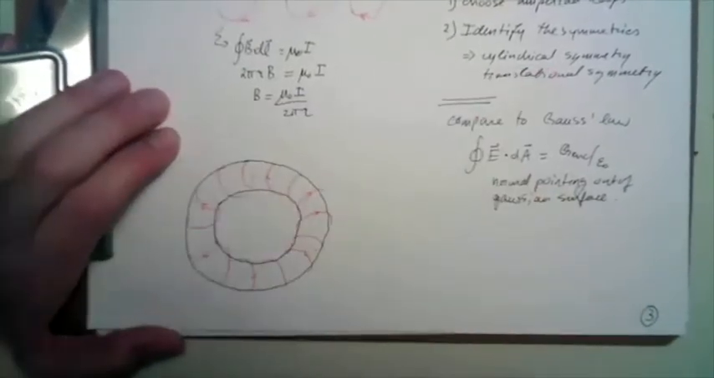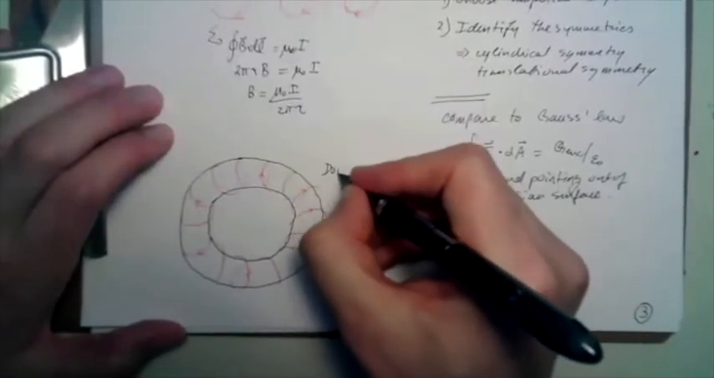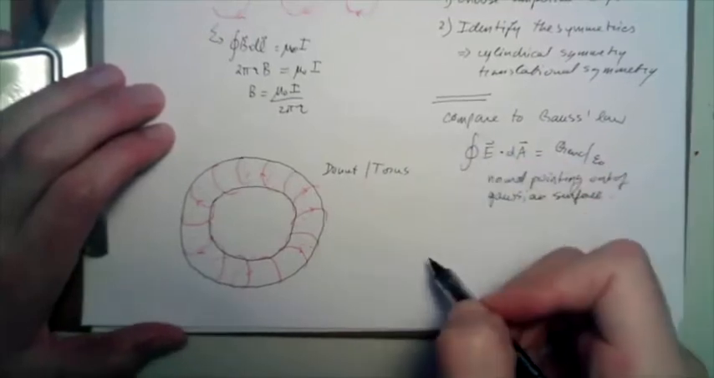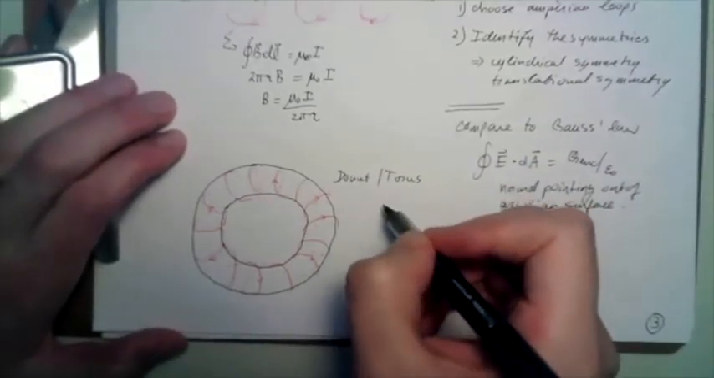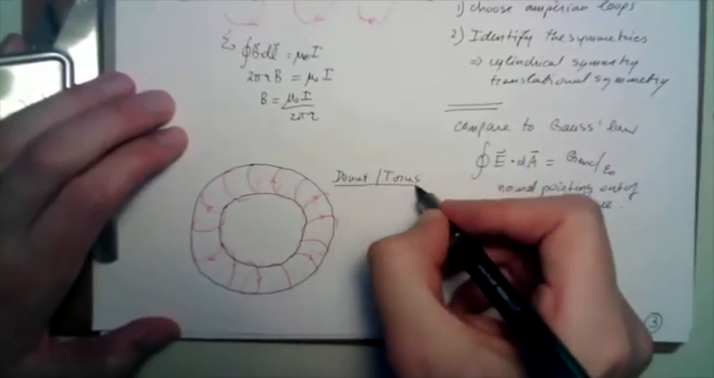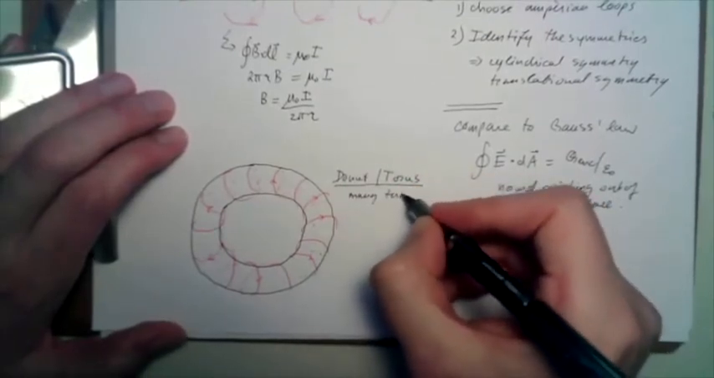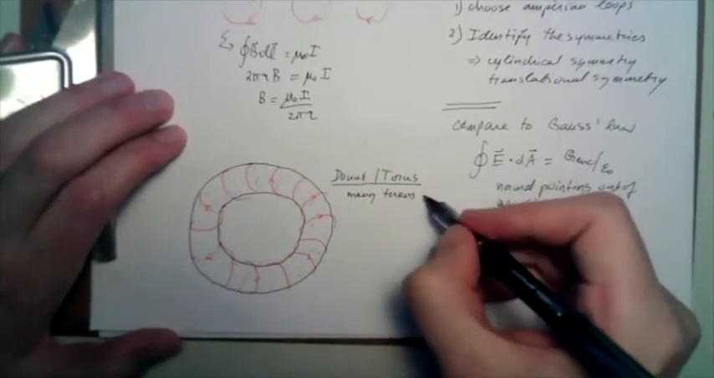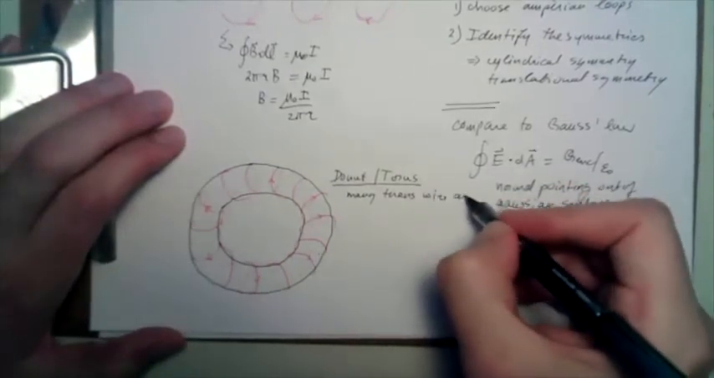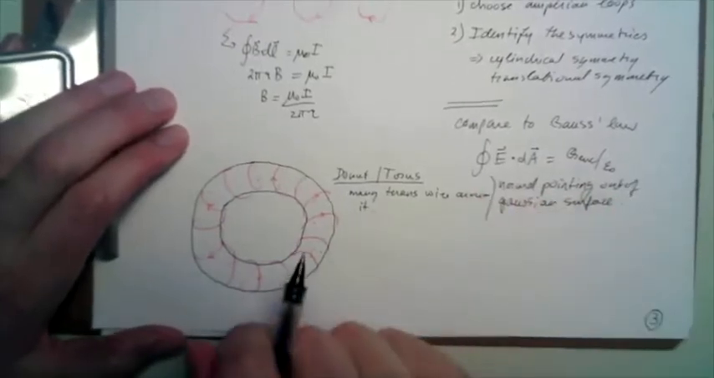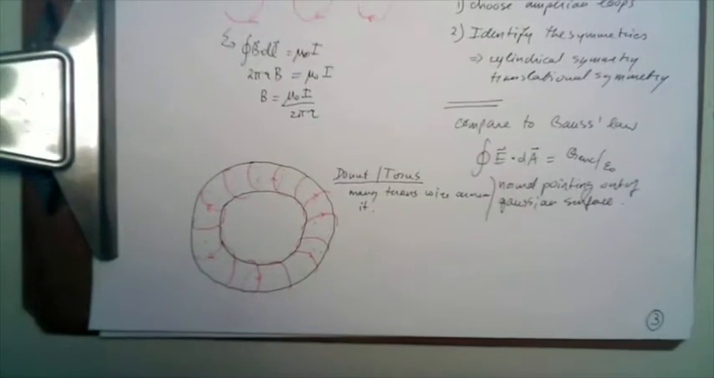So the situation is a donut, or if you want to be proper, you can call it a torus. And the assumption is that there are many turns of the wire around it, and that's what we'll use. Okay, now we have to think about the magnetic field that gets generated.